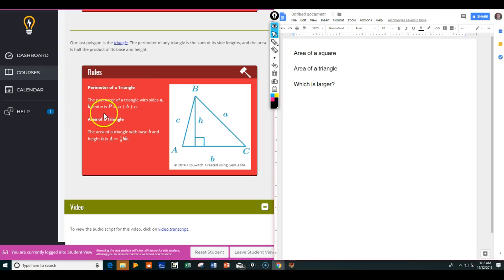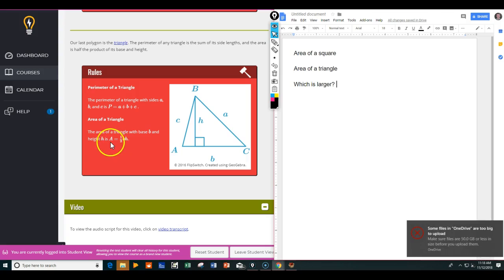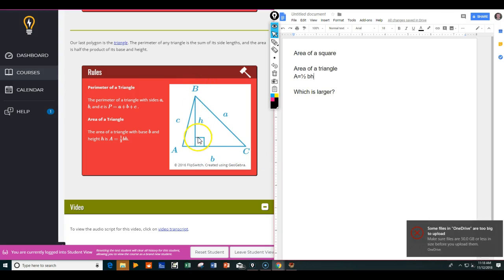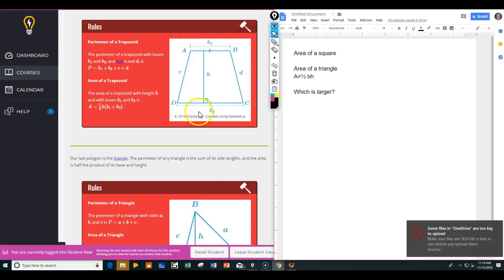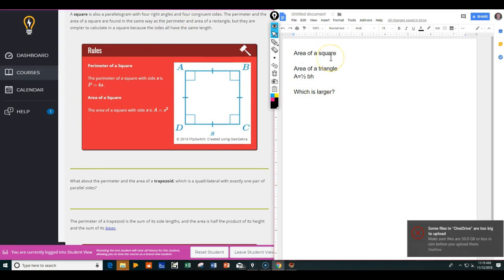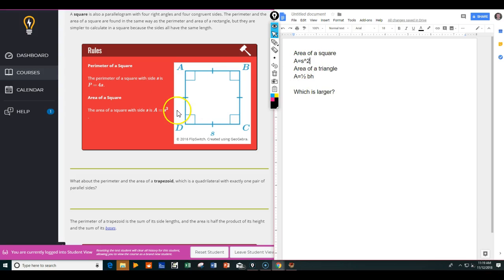This is perimeter of a triangle and area of a triangle. So area is equal to 1/2 base times height. And again, notice that the base right here is where that perpendicular line comes down, and notice that the height is the height of that perpendicular line. The area of a square is equal to side squared. That caret means raised to the second power.